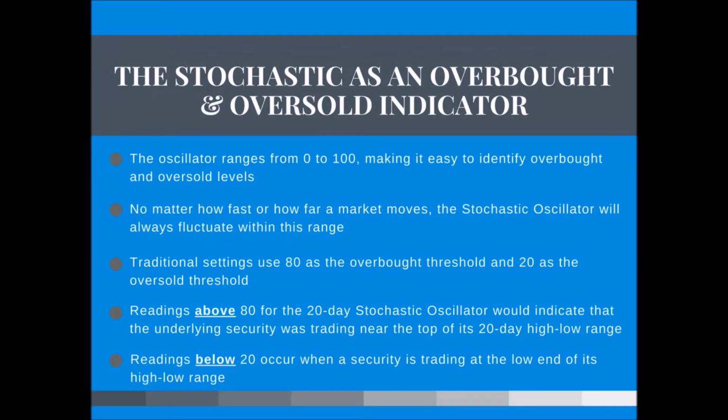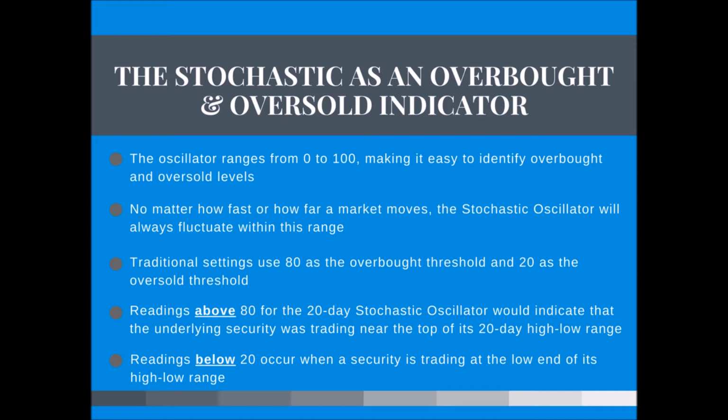So how do we use this stochastic as an overbought and oversold indicator? As I mentioned, the oscillator ranges from 0 to 100, making it easy to identify overbought and oversold levels. No matter how fast or how far a market moves, the stochastic oscillator will always fluctuate within this range. It can't go below 0, it can't go above 100. Traditional settings use 80 as the overbought threshold and 20 as the oversold threshold.